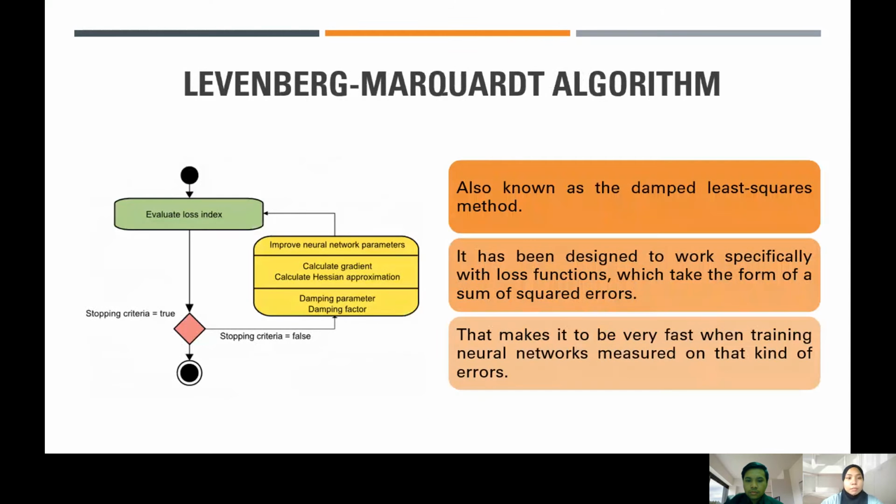So for the next slide, we have chosen the Levenberg-Marquardt algorithm as our training function. This is the flowchart of how Levenberg-Marquardt works. It is also known as the damped least squares method. It has been designed to work specifically with loss functions which take the form of a sum of squared errors. That makes it very fast when training neural networks measured on that kind of errors.